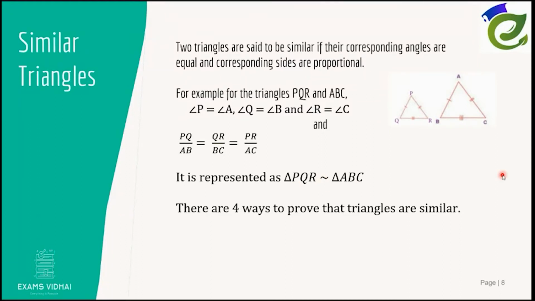Can we say that similar triangles can also be congruent triangles? Yes, if the ratio of these sides is 1, then they become congruent triangles. We are not going to cover the similarity criteria in this presentation.